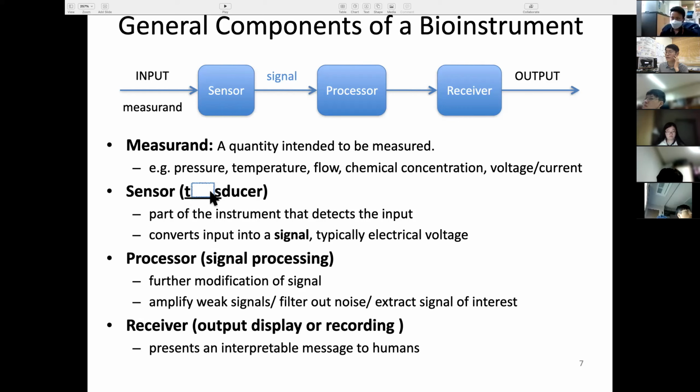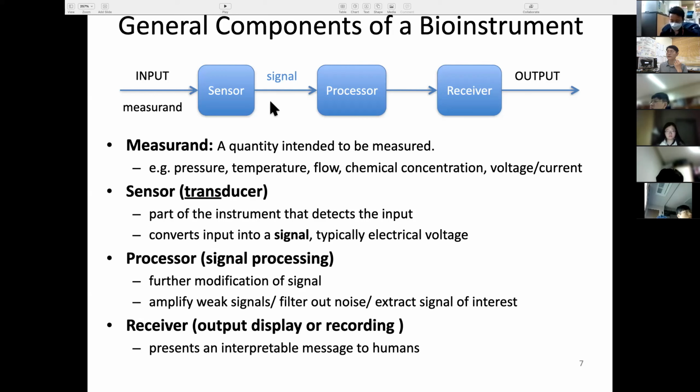Yeah, can you guess what this is? Transducer. Yes, great. So you guys remember in cell biology, there are signal transduction cascades. Transduce means to change some energy from one form into another form. So that we call transduce. So sensor is another way we call a transducer.